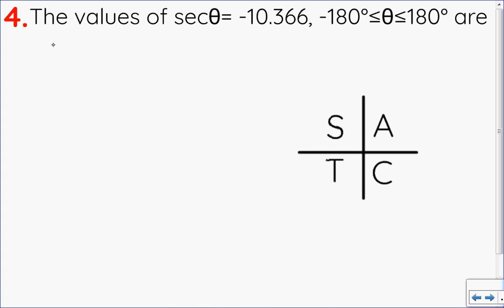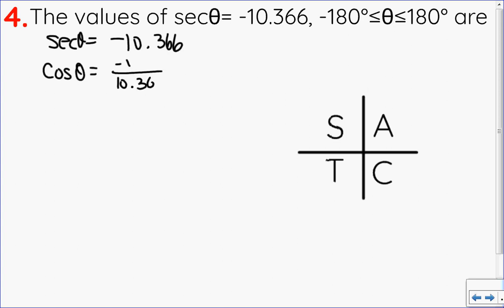I know that if secant is equal to -10.366, and secant is the reciprocal of cosine, if I know what the secant ratio is, I can take the reciprocal of that ratio and know what cosine is. So the reciprocal of this would be -1 over 10.366. So these are reciprocals of one another. So working with cosine, and I do that because on my calculator, to go backwards and find the angle, I don't have a secant inverse button, but I do have a cos inverse button.